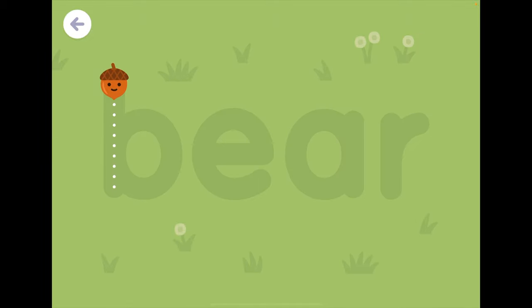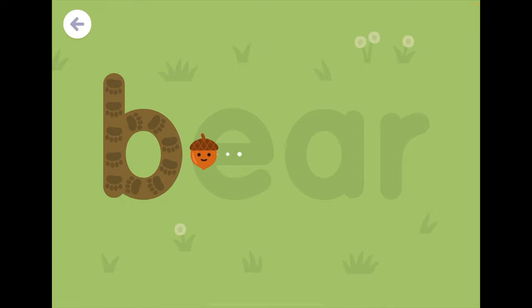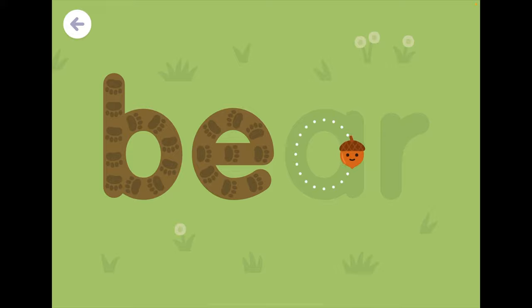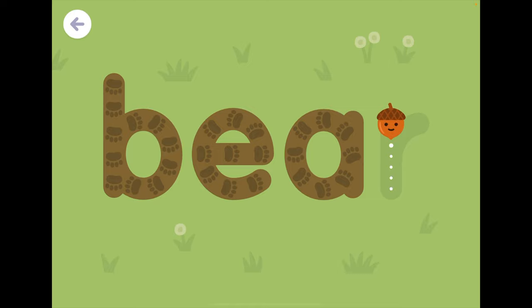Here's the word bear. B. Bear starts with B. And this is another tricky one that has two vowels in the middle. E-A. E. A. Bear. That's an R at the end, isn't it? Bear. R. Bear.